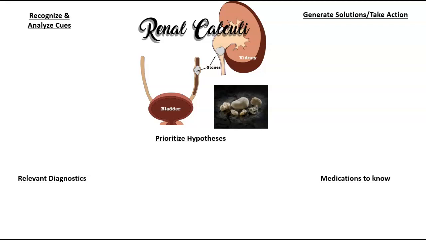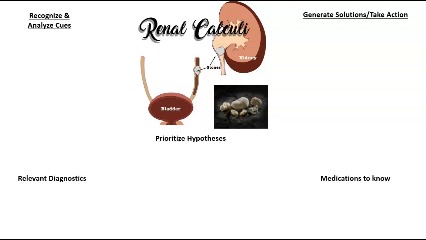Prioritizing hypothesis. These are our priorities. These are the things that will harm the patient the most and the fastest. What happens if we do treatment? What happens if we don't? So we need to prioritize there. We're going to generate solutions and take action. So that is our implementation phase and evaluation.